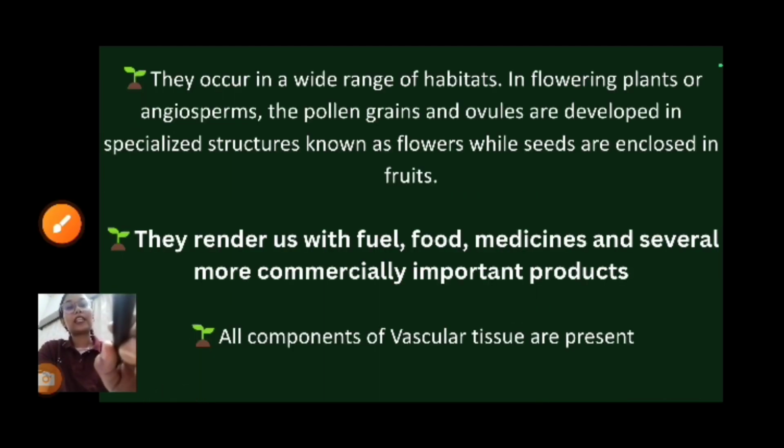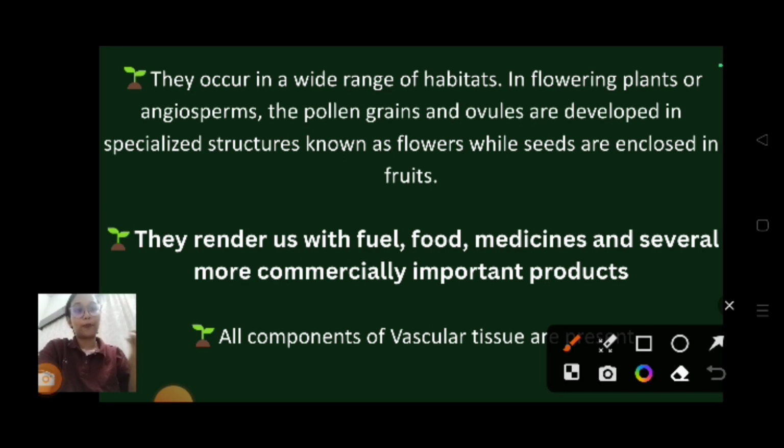So basically angiosperms are flowering plants that bear flowers and do not have any kind of naked seeds, meaning the seeds are coated with the fruits. Okay, and they are found in a wide range of habitats. They can be seen anywhere. So they are also referred to as flowering plants.